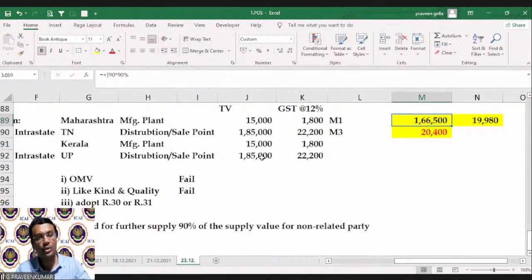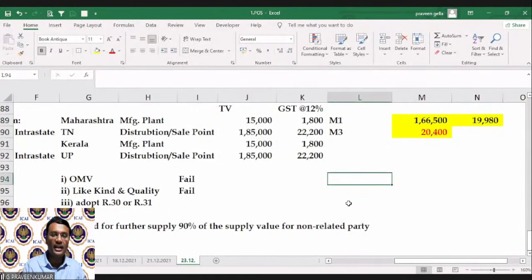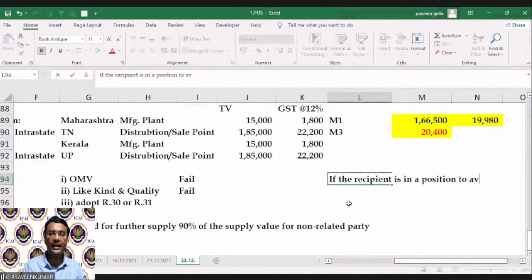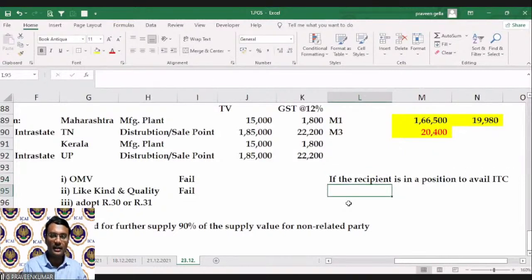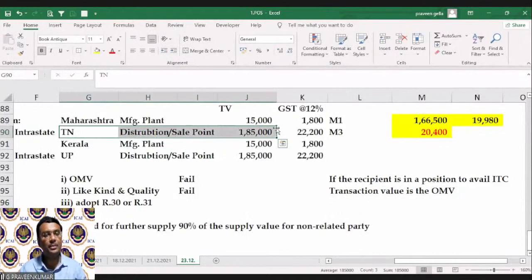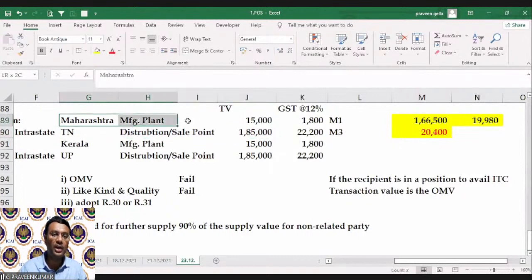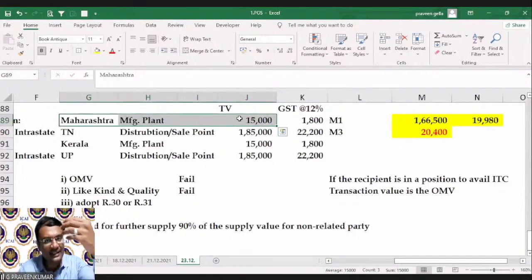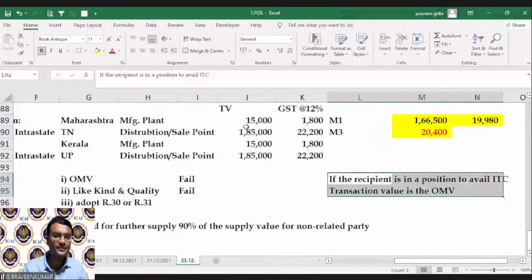Now, sir, all this is becoming so complicated. Why do you want to complicate so many things? Then they say a very simple thing. If the recipient is in a position to avail ITC, transaction value is the open market value. That means if the Tamil Nadu branch is in a position to avail input tax credit, then what Maharashtra has raised in the invoice shall be considered as open market value. They cannot question it. I repeat, in examination, this will be tested.